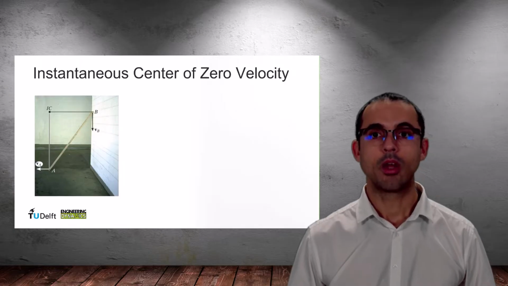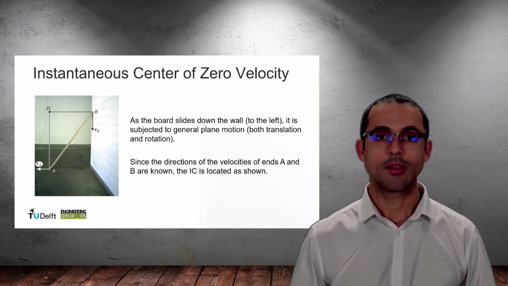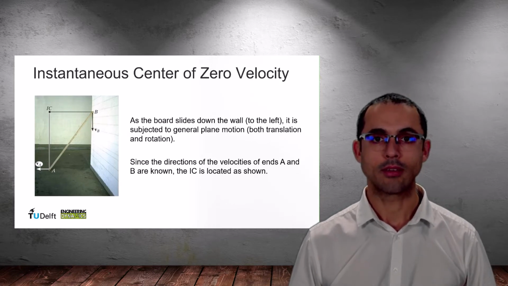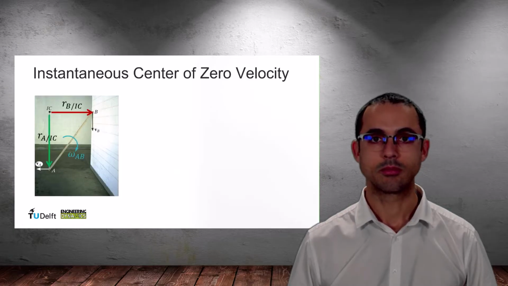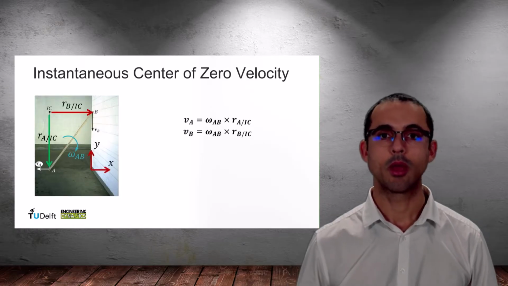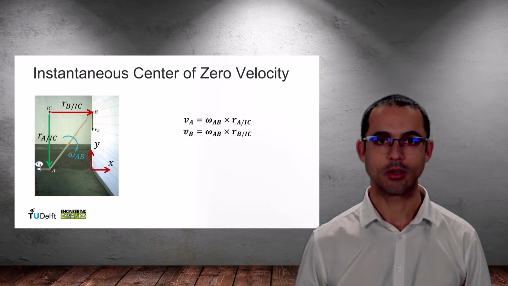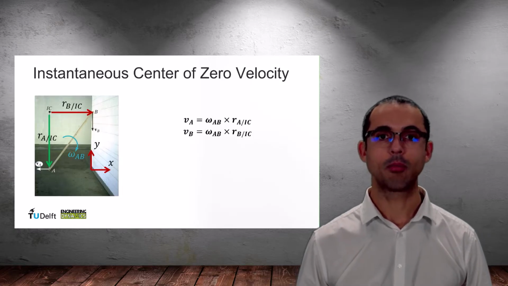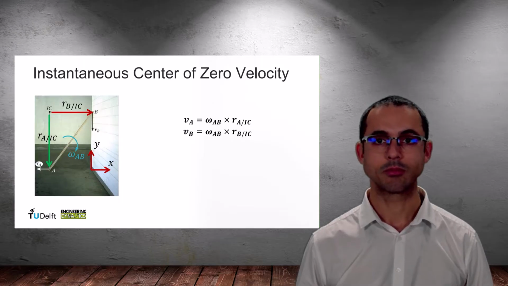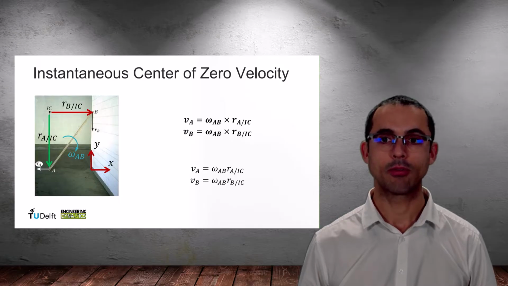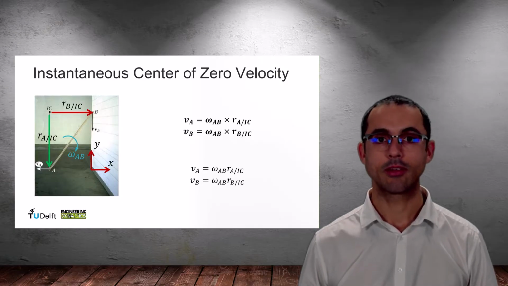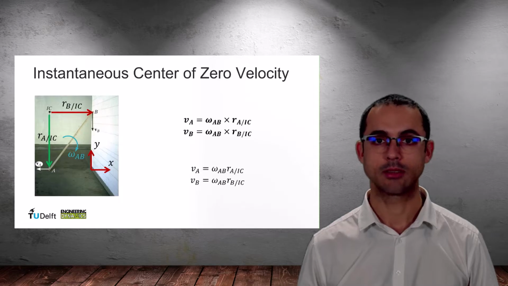In this first example, we can see that as the board slides down the wall, the IC stays always at the location indicated. And we can consider that the board is rotating about this moving point at any instant. After defining a coordinate system, we can relate the angular velocity of the board with the linear velocities at any point in a very straightforward manner. Note how the right-hand rule can be used to determine the directions of vectors VA and VB, such that only the magnitudes need to be calculated.